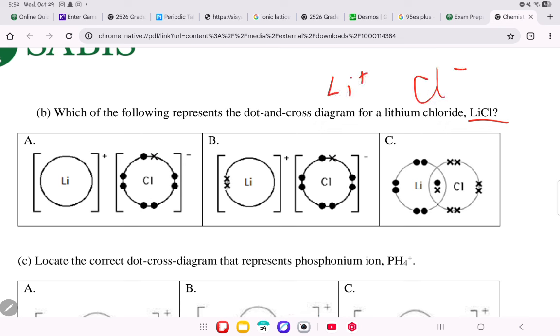Why? Because in the metal, you should draw the valence shell, which does not have any electrons. So that means B is wrong and C is wrong because it's not in brackets. That means the only correct option is A.